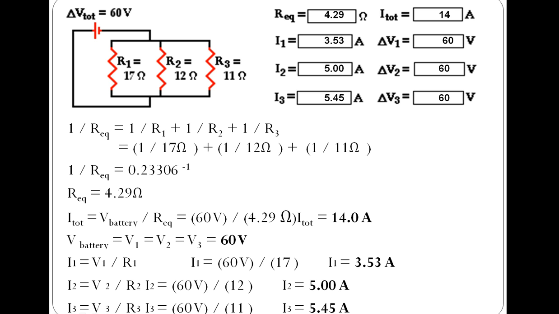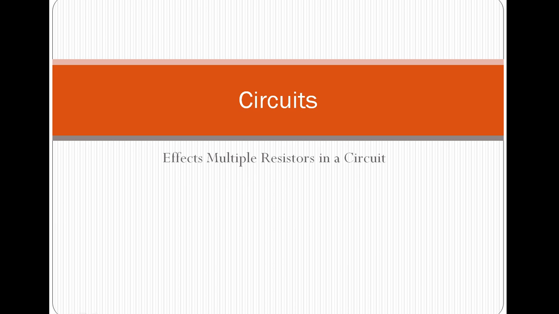Just like with series, where you could add up the voltages to get the voltage for the battery, the same thing here, again barring rounding: if you add up all three values for current, you should get approximately 14 amps. So that's a nice way that you can double check yourself at the end to make sure you haven't made any silly arithmetic errors.